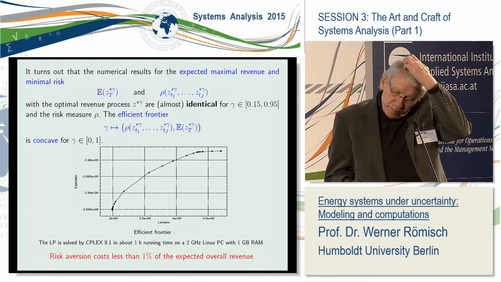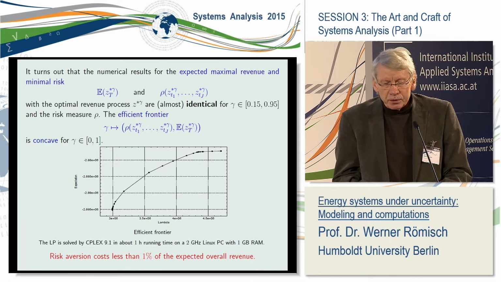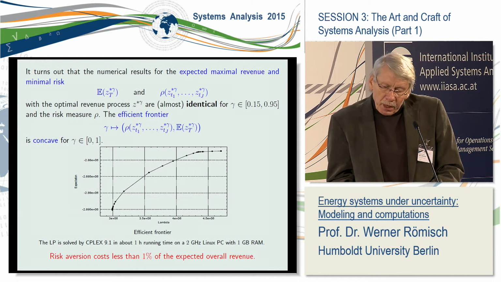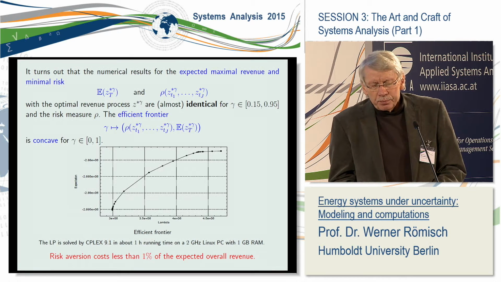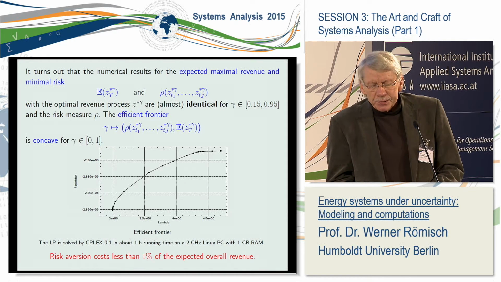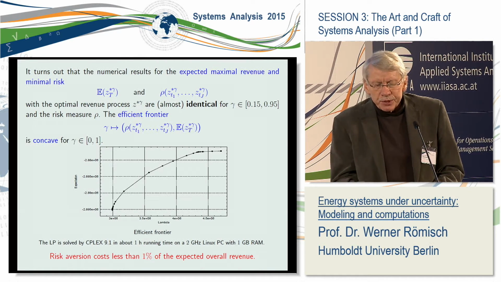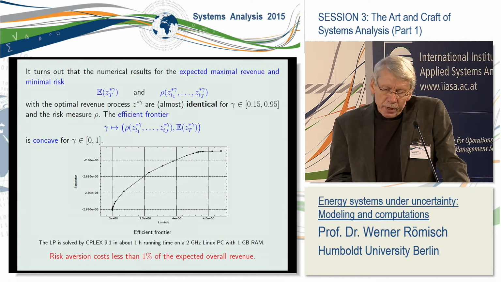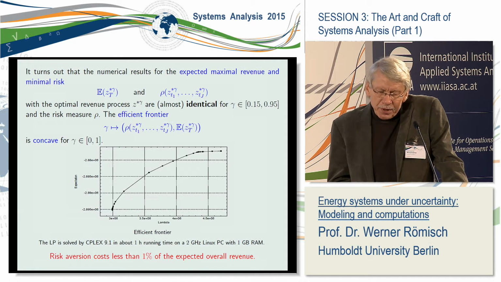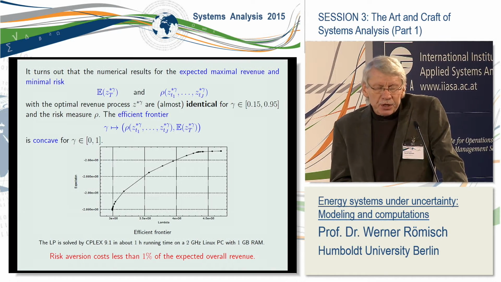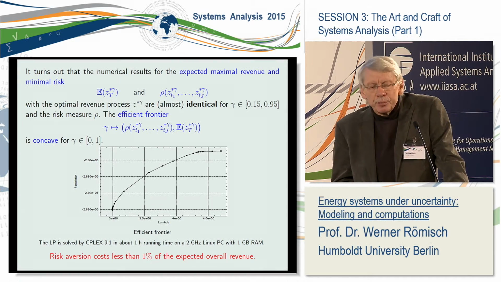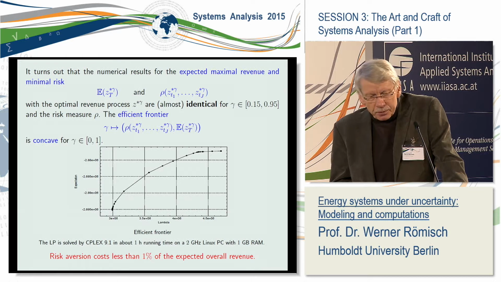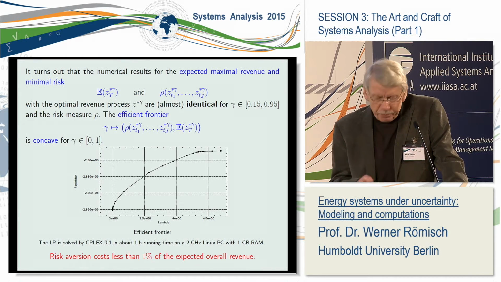The interesting effect is, so we had a number of computations to perform. The models had 2 million decision variables, but it took only 1 hour with the version of CPLEX we used at that time to arrive at optimal solutions. And it turns out that the risk aversion doesn't cost too much. The costs are less than 1% of the expected overall revenue. So it is recommendable to include a risk measure, and the losses are not very high.